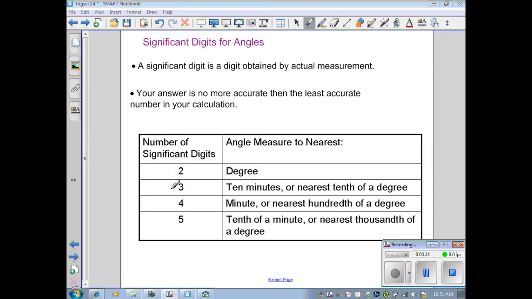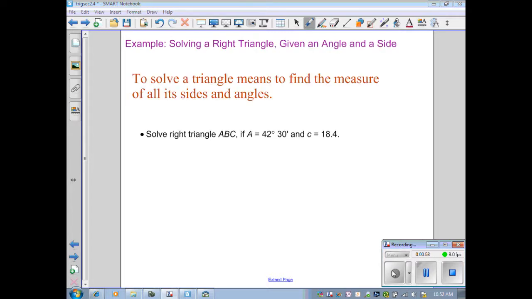If I continue on and add more numbers to it, for example, 3, which would be 35.8 degrees, then that would represent to 10 minutes or nearest tenth of a degree. If we continue on, my units of measure get smaller and smaller to get a closer approximation to the value that I actually want on my degree. Let's take a look at our first example.